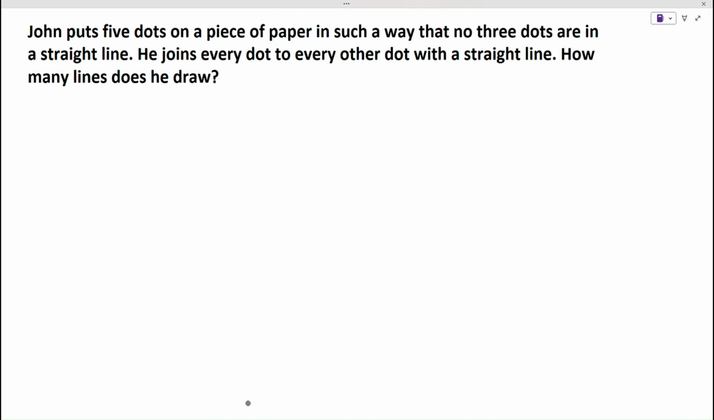So, when you're drawing a diagram for this, we have to make sure that 3 of the dots are not in a straight line. So the best way to do this would be to draw the corners of a pentagon. So that's what we're going to do. Corner 1, corner 2, corner 3, corner 4, corner 5.